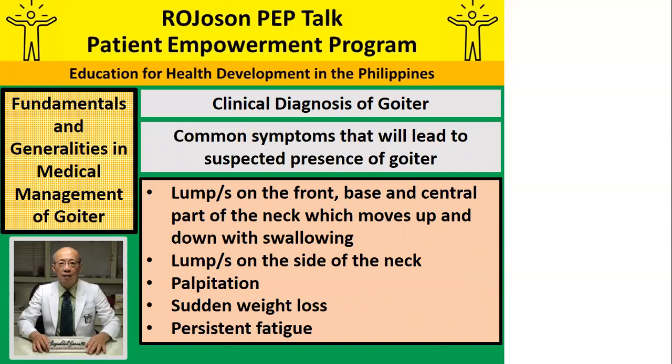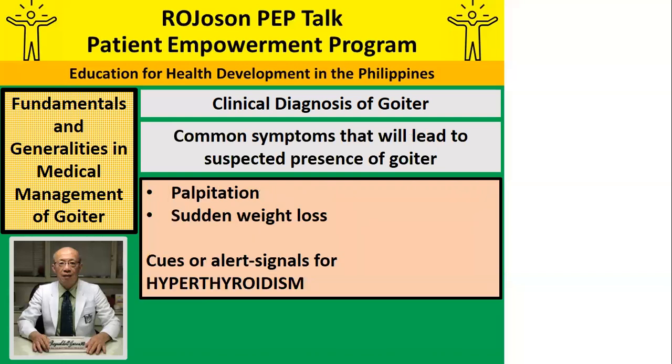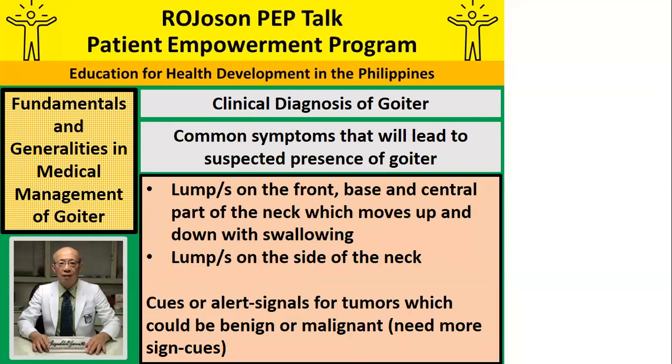Common symptoms that will lead to suspected presence of a goiter: lump or lumps on the front, base, and central part of the neck, which moves up and down with swallowing, lump or lumps on the side of the neck, palpitation, sudden weight loss, and persistent fatigue. Persistent fatigue is a cue or alert signal for hypothyroidism. Palpitation and sudden weight loss are cues or alert signals for hyperthyroidism.